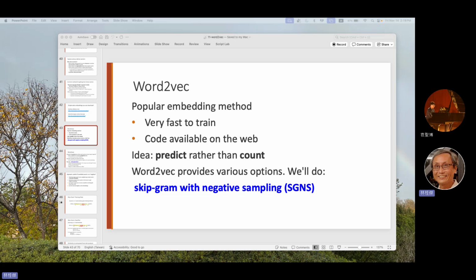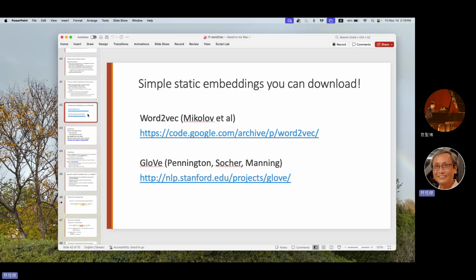So we would like to have some way that we can still provide an embedding vector, and for each word there will be some weights or some vectors that carry some meaning. One of the most popular methods that people are using is word2vec, and there's another one called GloVe, which is also very popular. And for both of them, you can download the code from these places.